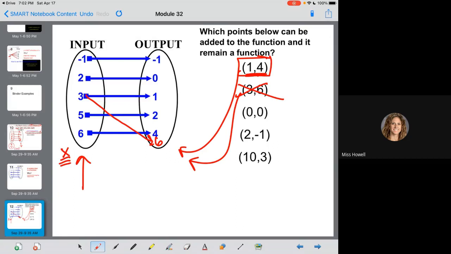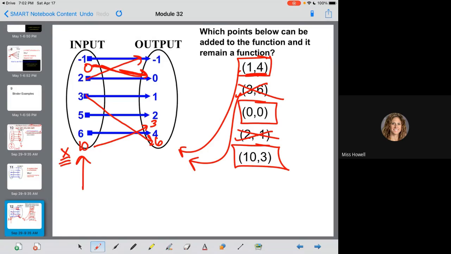(0, 0). Sure, we can add a 0 here, right? We can have 1 arrow coming off a 0 here. It doesn't matter that there's 2 over here, so that's good. (2, -1). Well, that would make a second arrow happen here, and that would be a fail. So that's no good. (10, 3). Yeah, we can add a 10 down here and a 3 over here, right? And we could attach. That wouldn't change anything. So that's a yes. All right, so (1, 4), (0, 0), and (10, 3) could be added to this set of numbers, and it would remain a function. All right, let's try another one.